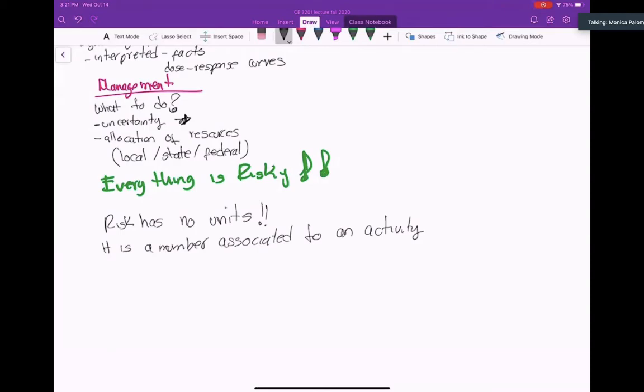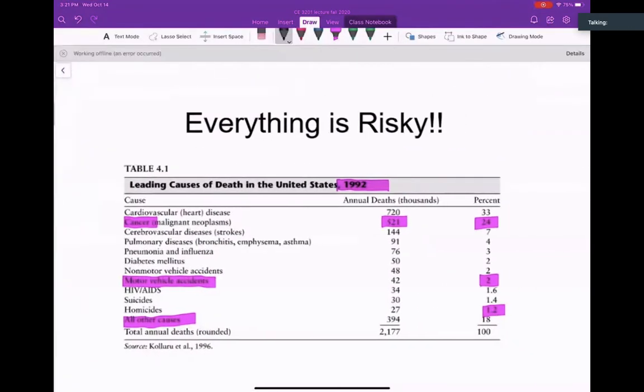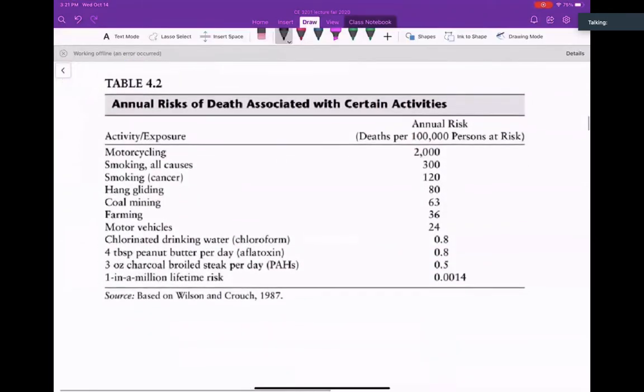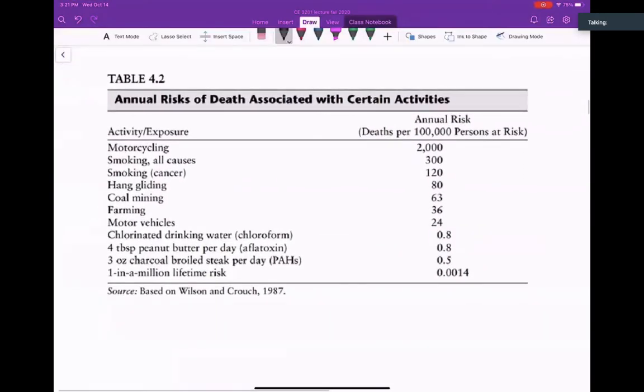So I'm going to be showing you another table here. We're looking at the annual risk of death for different activities per 100,000 people. So risk is going to be in reference to a number of people. In this case, the table says 100,000 people. We have risk of death with motorcycles. It is right here, 2,000 in 100,000 people.